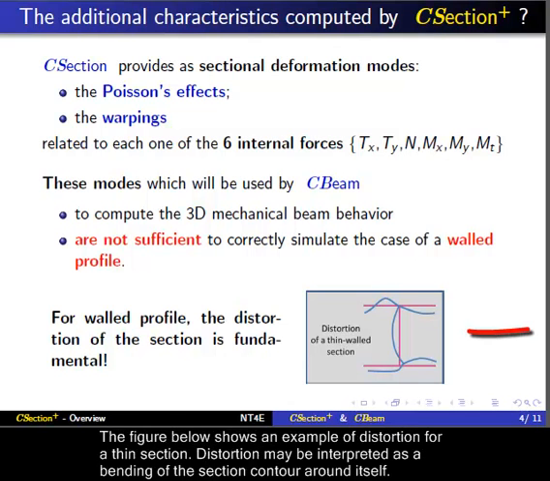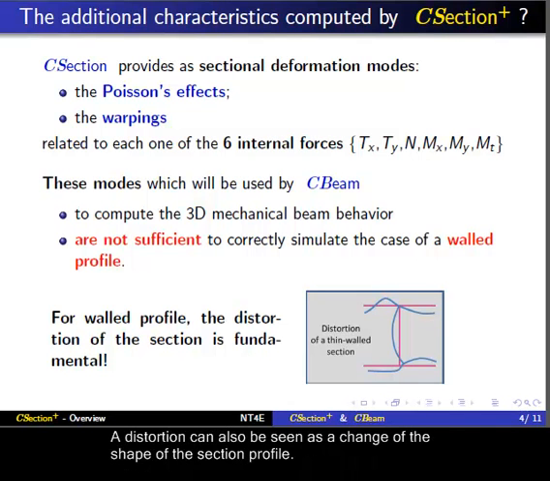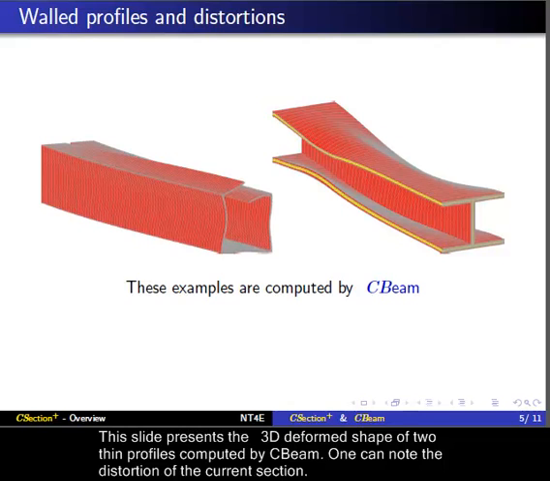The figure below shows an example of distortion for a thin section. Distortion may be interpreted as a bending of the section contour around itself. A distortion can also be seen as a change of the shape of the section profile. This slide presents the 3D deformed shape of two thin profiles computed by CBeam. One can know the distortion of the current section.